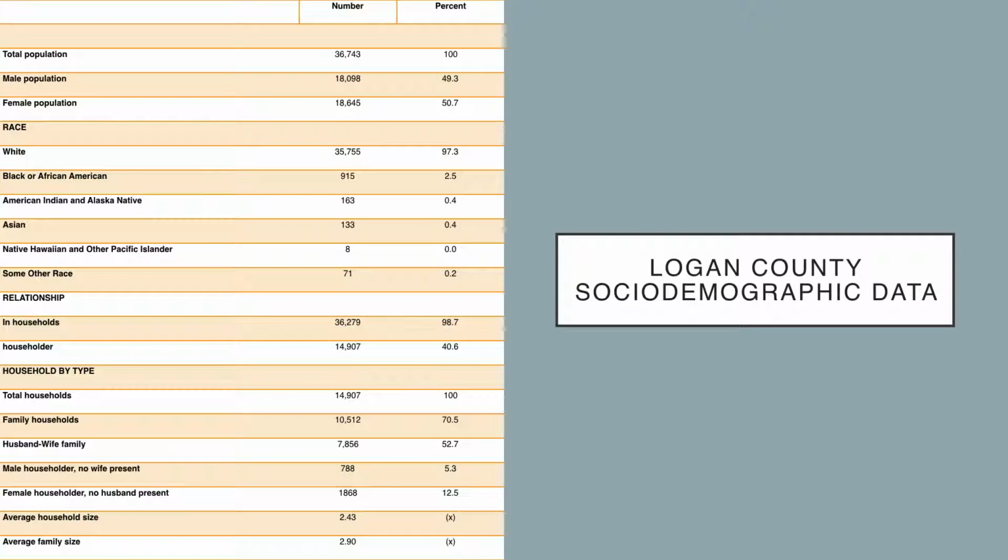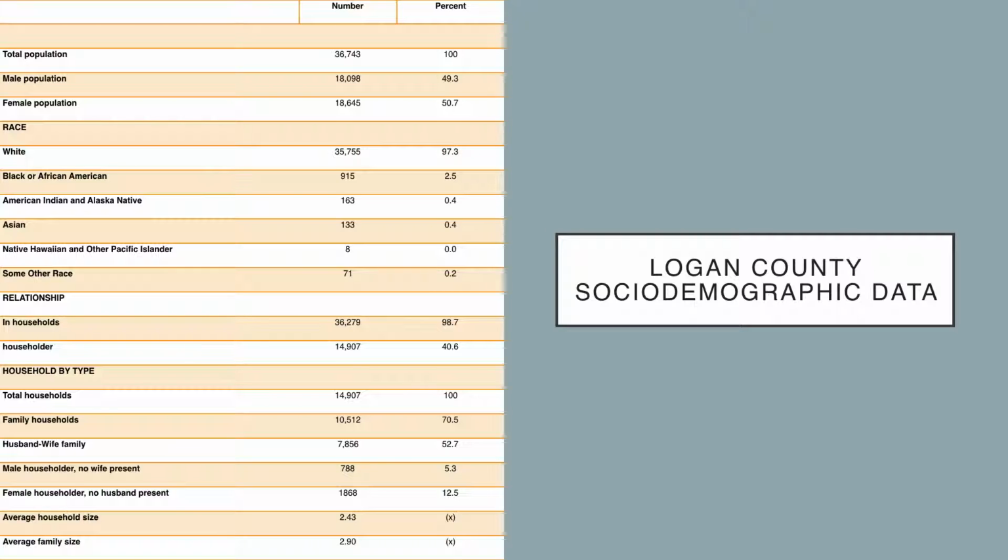In my intervention, I'm going to be talking about Logan County in West Virginia. This table shows detailed demographic data about Logan County. We can see that about 36,700 individuals live in Logan County, and we have a male population of 18,000 and a female population around 18,600. We can see that the white race predominates in Logan County, which is about 97%. We also have multiple other races like African Americans, American Indians, Asian and Native Hawaiian, and some other races as well.